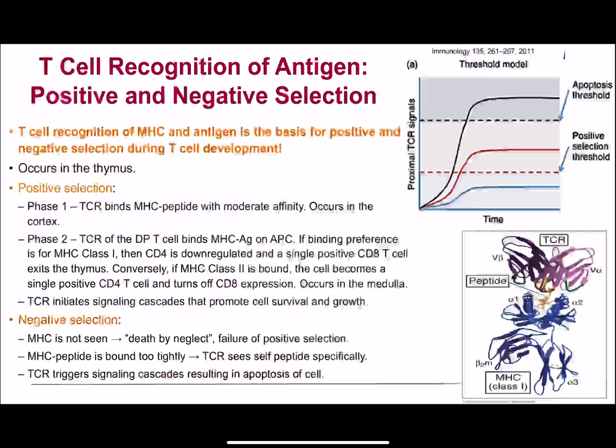The phase 1 is, if you go back to the last slide, the first checkpoint. The phase 2 is the second checkpoint. All right. And then this is the process of thinking about the change from double negative to double positive to single positive. This puts it into a cartoon and shows you some of those interactions that must occur.